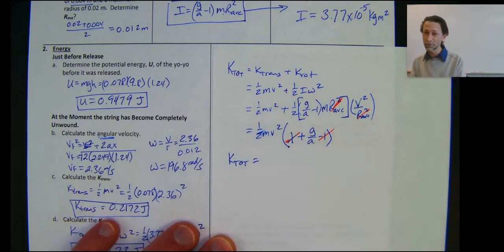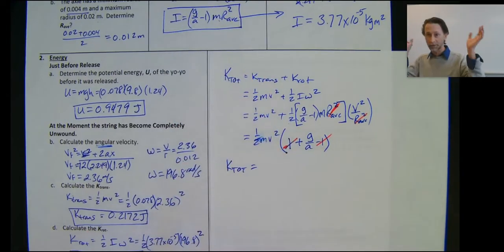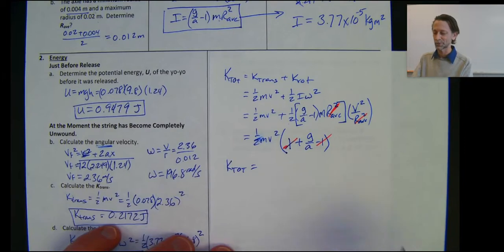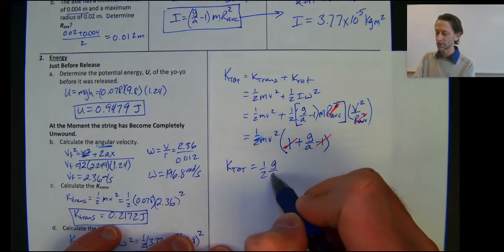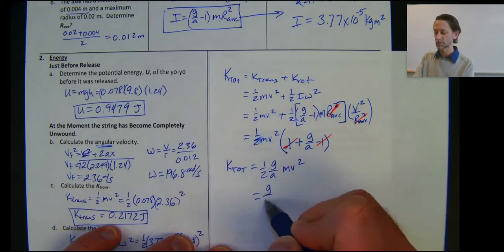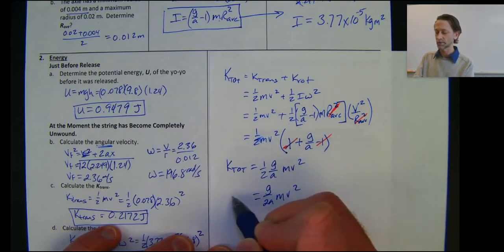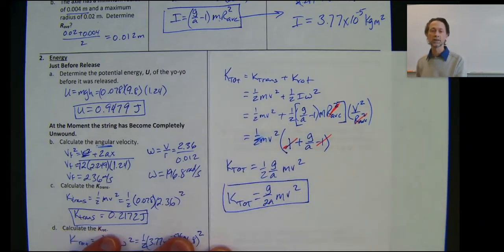And this is only for the yo-yo, by the way, because that's what our I value is for the yo-yo. So don't memorize this I value and say, oh, for everything, this I value is this. It's not. It's only for this yo-yo problem that we're doing. So then we can take and say 1/2 of G over A times mv squared, which is the same as saying G over 2A mv squared. And that would be our derived equation for kinetic energy.